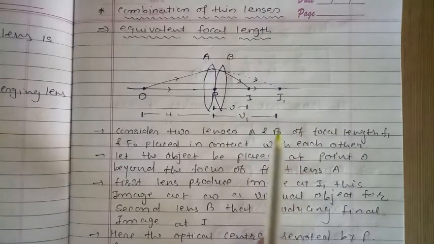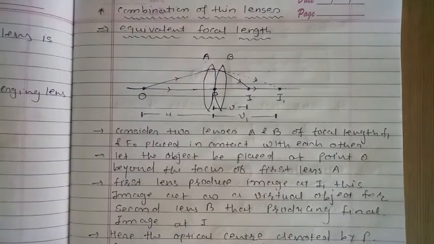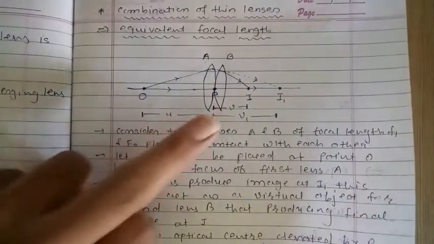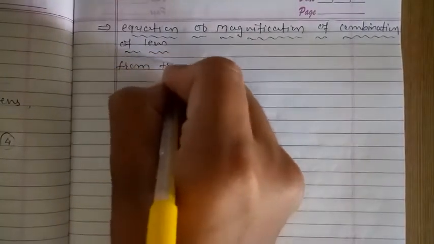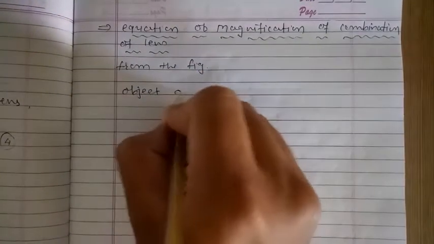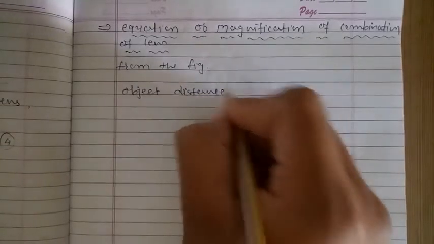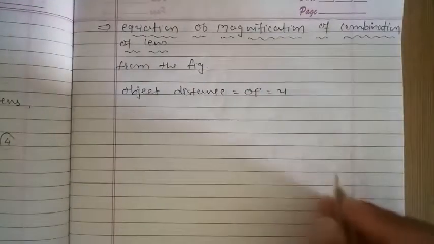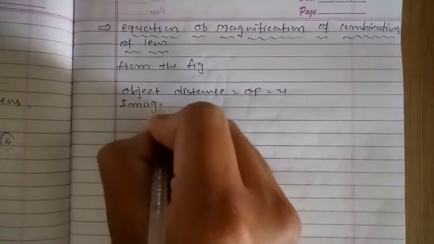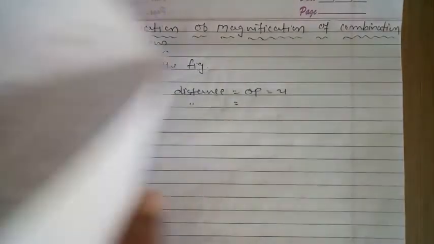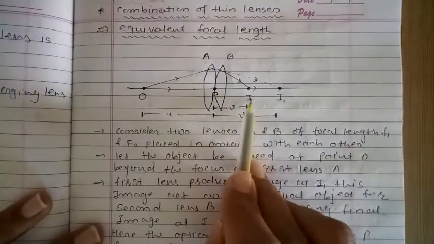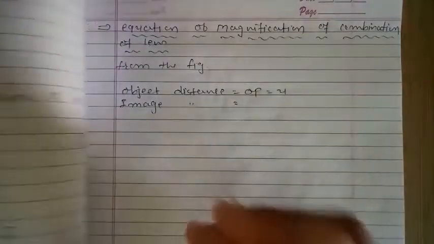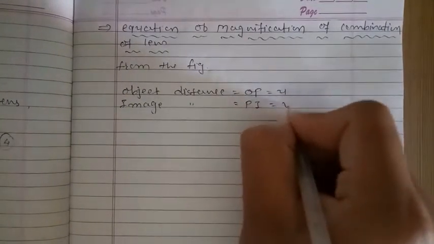So from the figure, object distance OP is equal to u. Now image distance is PI, which is v, right? So PI is equal to v.